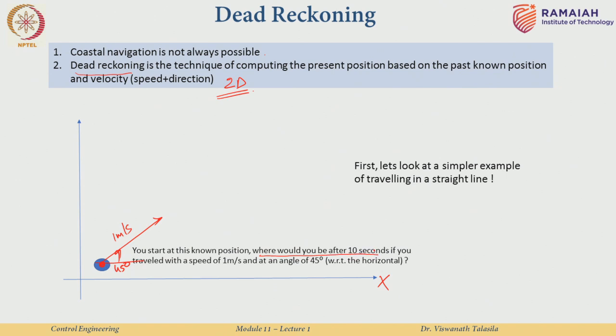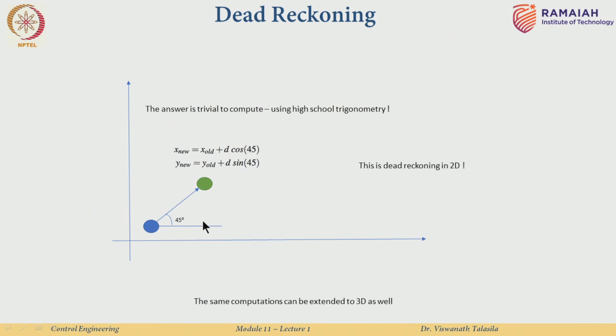Now this is very easy to calculate from trigonometry, right. So if you call this initial position x old and y old, we know from trigonometry what these two coordinates will be. I encourage you to try this before you move on to the next slide. It basically follows from the basic trigonometric relations, where d is the distance which is traveled. So this is basically dead reckoning in 2D.